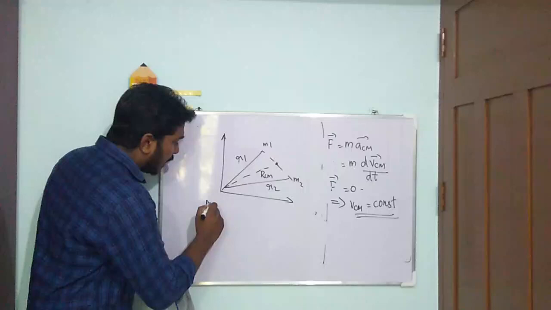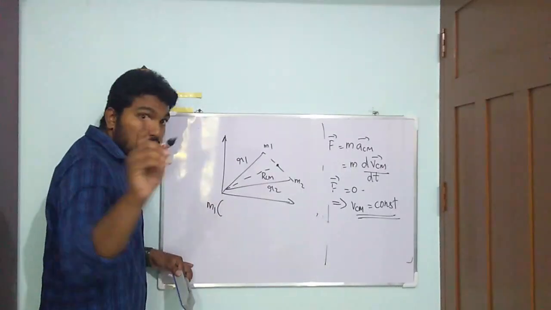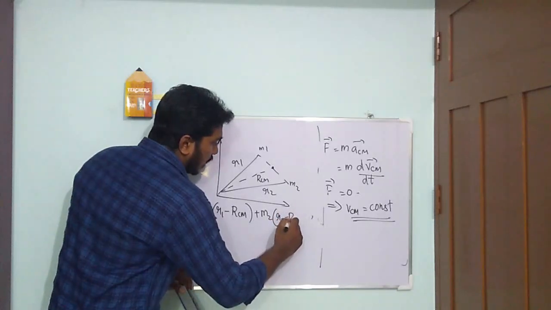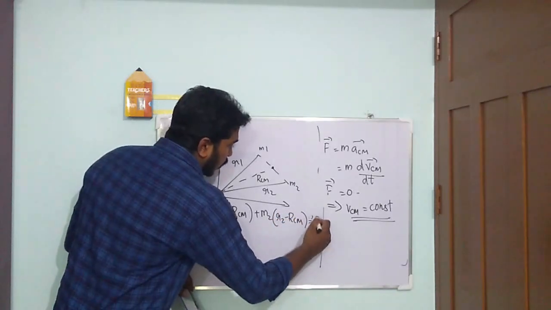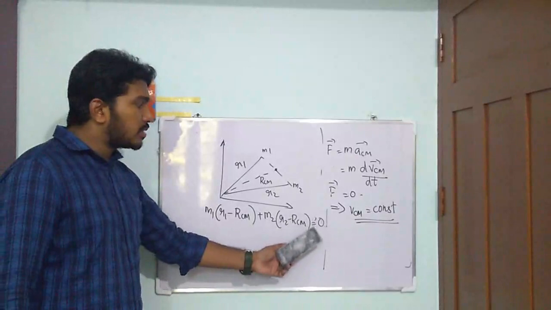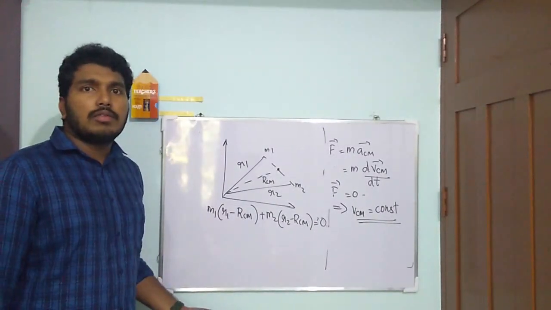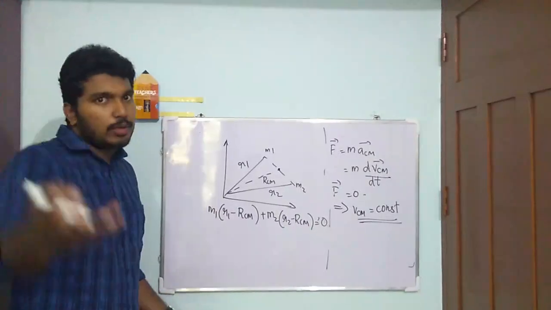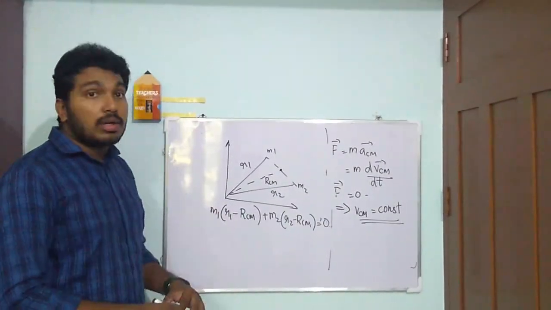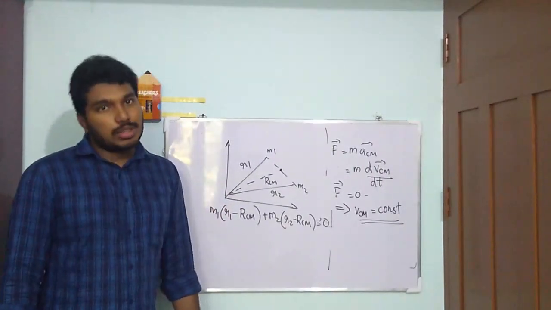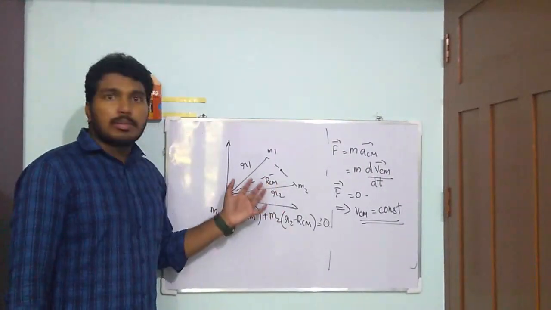Now, remember that M1 into R1, if the system is in equilibrium, plus M2 into R2 minus RCM should be equal to 0. So remember this condition. Okay, so moment is a term which you will be seeing more frequently now. The next section about the moment of inertia, we will be learning about moment of mass in much detail. Okay, so shall we move to the next session?